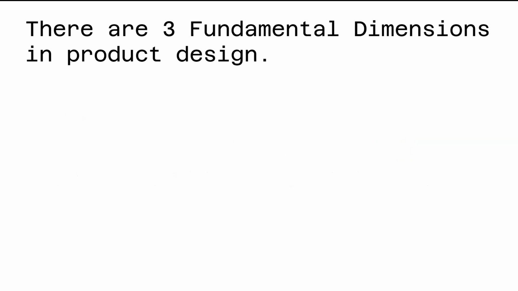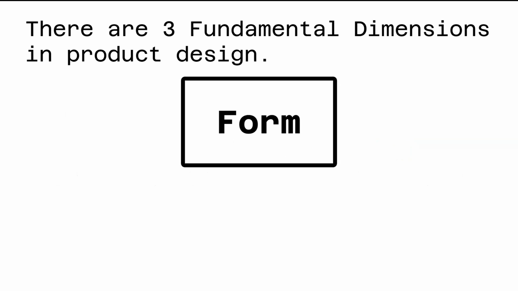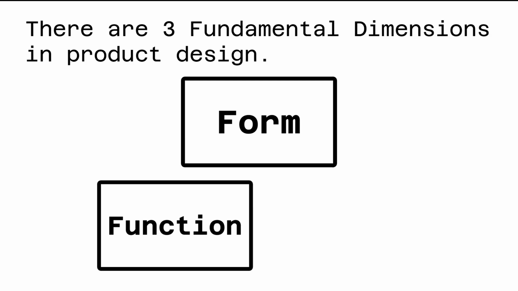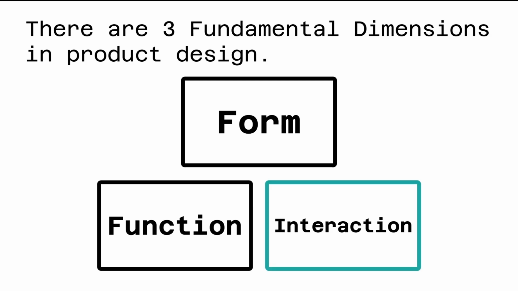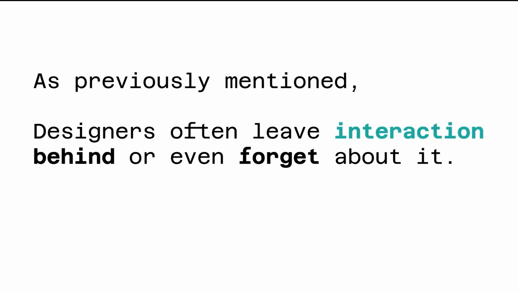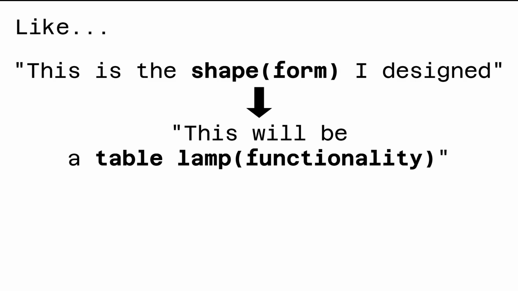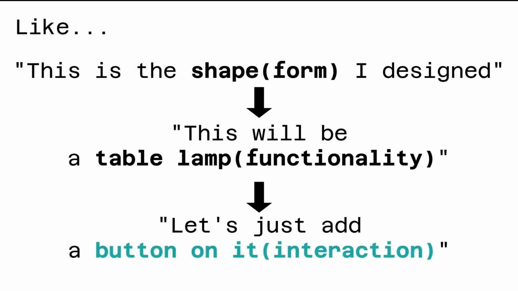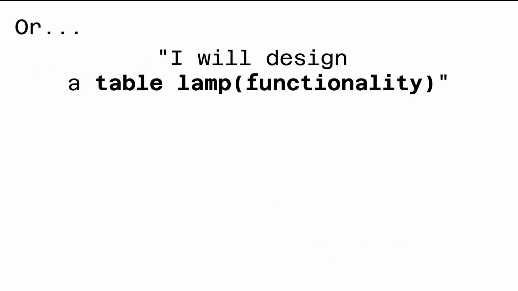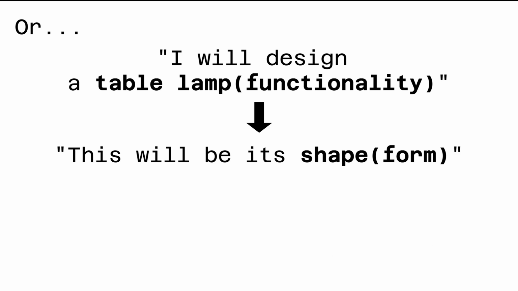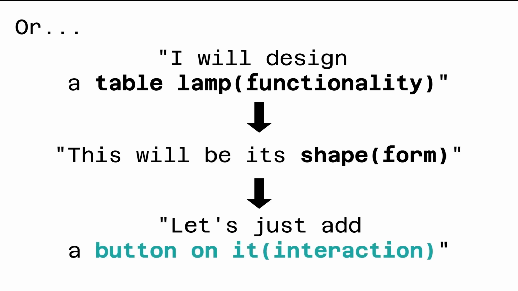There are 3 fundamental dimensions in product design: form, function, and interaction. As previously mentioned, designers often leave interaction behind or even forget about it. Like, this is the shape I designed. This will be a table lamp. Let's just add a button on. Or, I will design a table lamp. This will be its shape. Let's just add a button on it. Again.